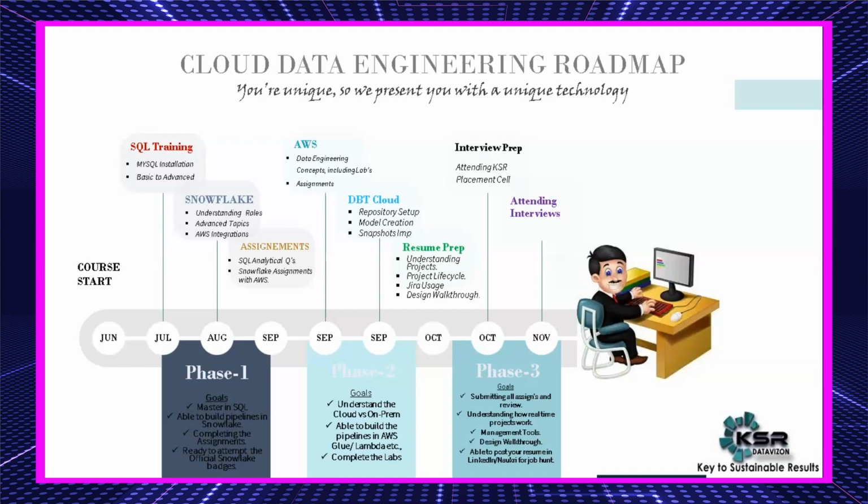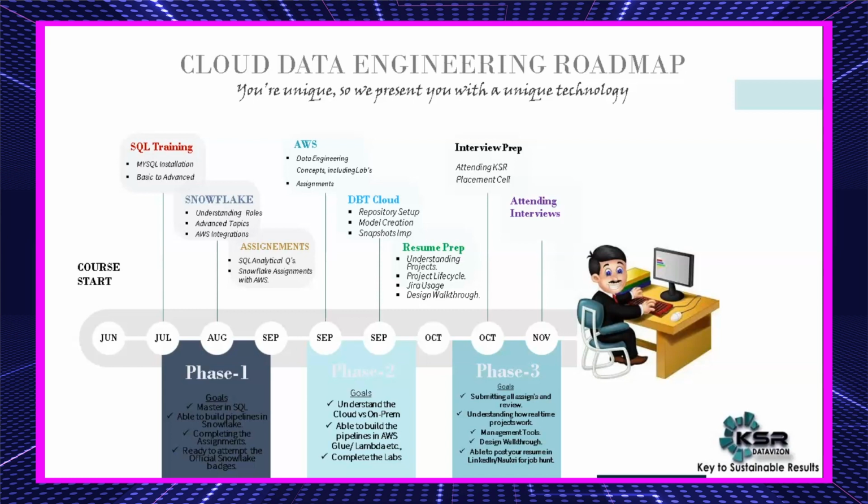By the end of September or start of October, the whole technical training will be completed. That's called phase 2. The goals in phase 2 are to understand cloud versus on-premise, be ready to build your pipelines in AWS connecting to other services in AWS, and be theoretically strong enough to explain to others what a cloud is and what the difference between on-premises and cloud is. You should be able to complete your assignments on time with the training we are going to provide.